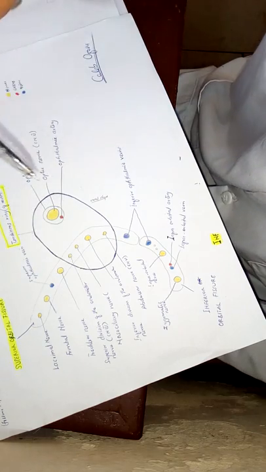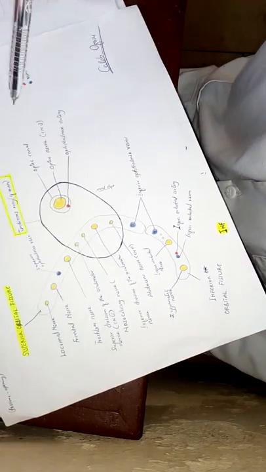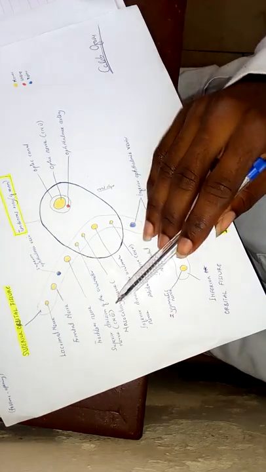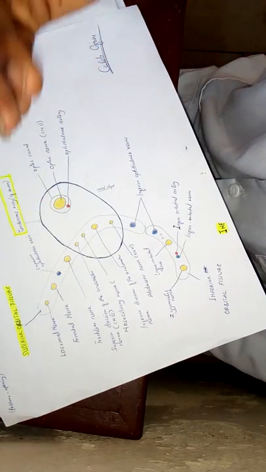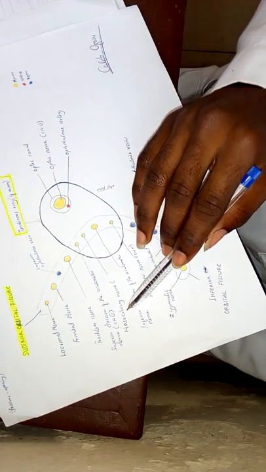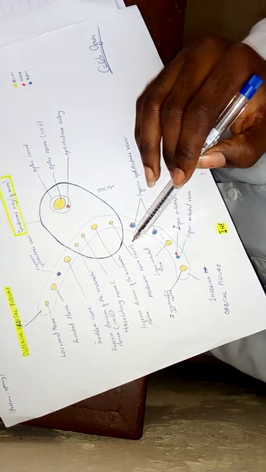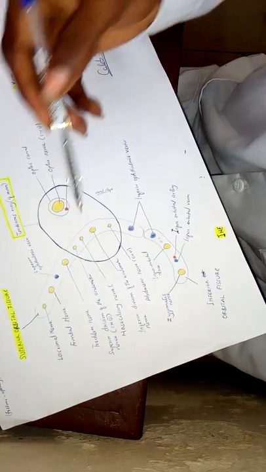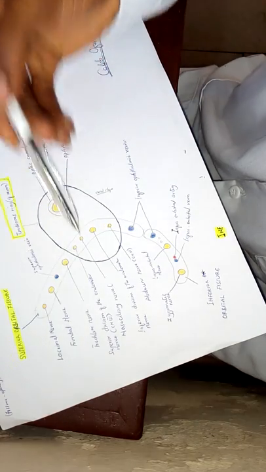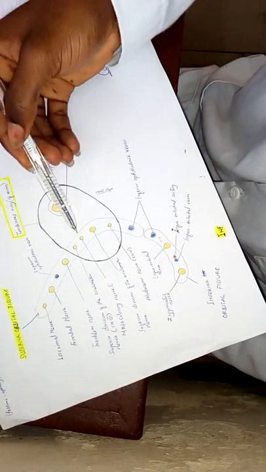And some of the things which are able to pass through the common tendinous ring are what? The superior division of the oculomotor nerve, nasociliary nerve, inferior division of the oculomotor nerve, and then the abducens nerve. All these nerves pass through the common tendinous ring.